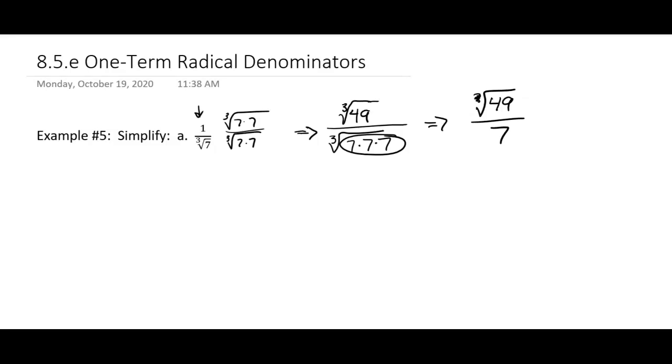Over 7. I'm going to write it again because it's kind of messy. The cubed root of 49 over 7. And that's the answer. Again, you can't cancel the 7 into the 49 because the 7's not under the radical sign, but the 49 is.